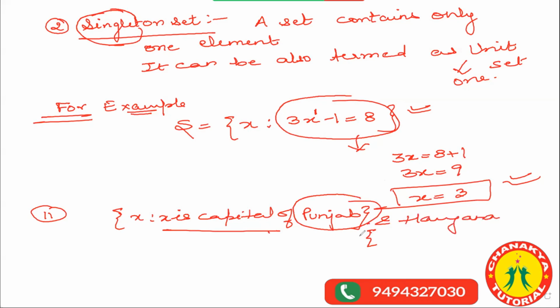Suppose I am giving an example, X such that X is the capital of India. Delhi is the capital of India. So this is a singleton set. Clear, children? Yes, ma'am. Understood? Yes, ma'am. Okay.